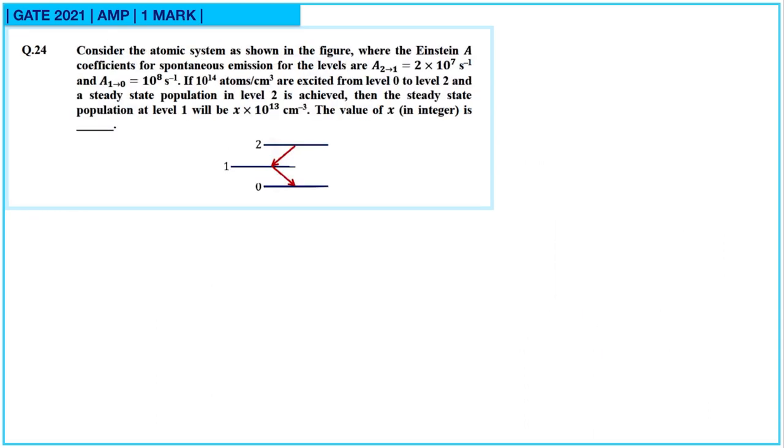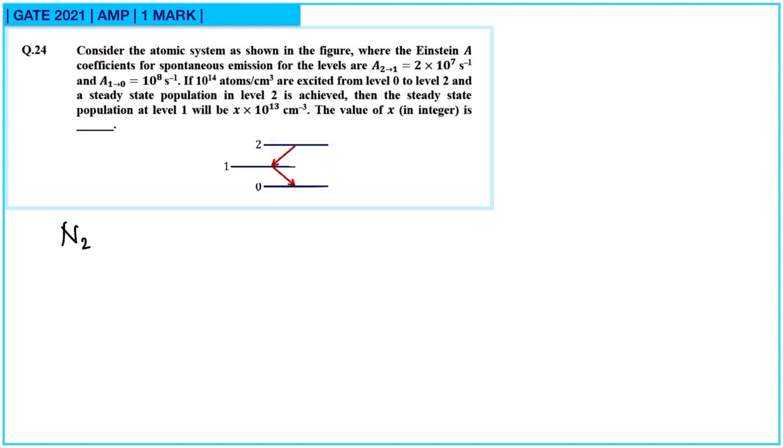Next question. Consider the atomic system as shown in the figure, where the Einstein A coefficients for spontaneous emission of the levels are A21 is 2 into 10 raised to 7 per second and A10 is 10 raised to 8 per second. If 10 to the power 14 atoms per centimeter cube are excited from level 0 to level 2 and a steady state population in level 2 is achieved, then the steady state population at level 1 will be.